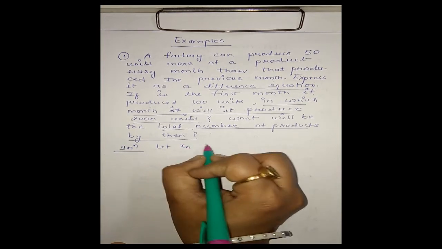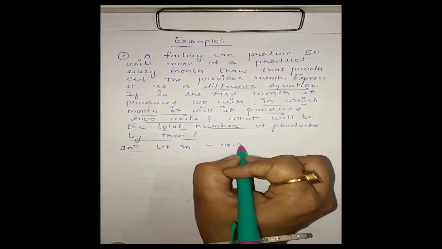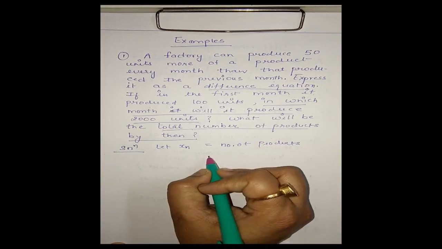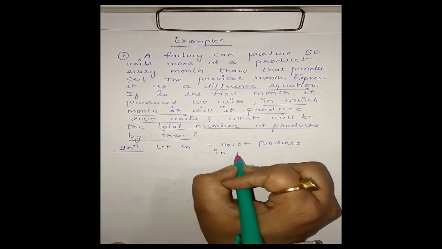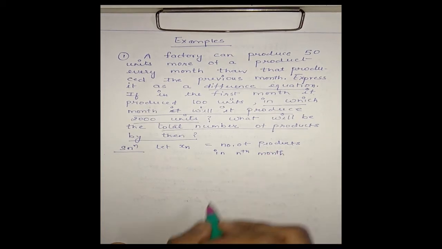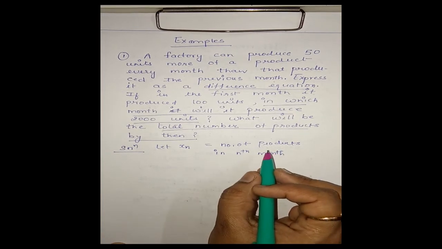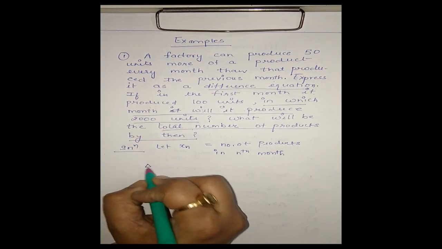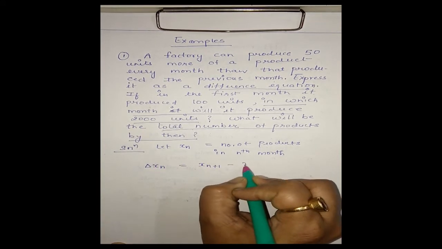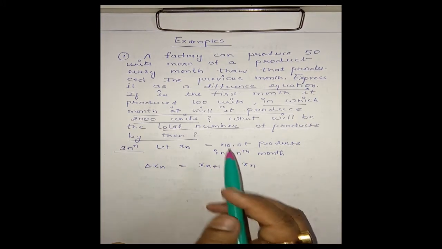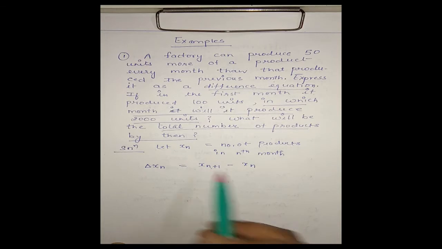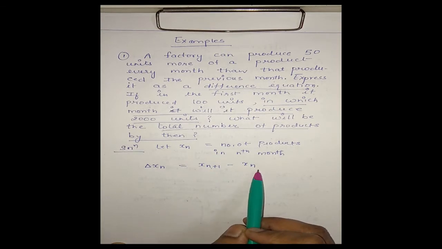Let xn be the number of products. Let xn denote the number of products in nth month. Then delta xn, which is defined as xn plus 1 minus xn, is the number of products in n plus 1th month minus the number of products in nth month.